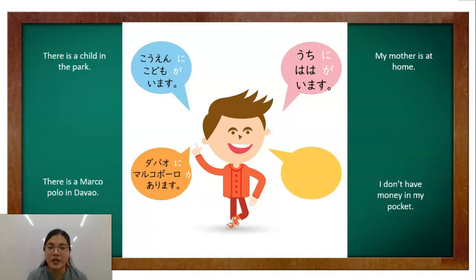When you say, I don't have money in my pocket. Okay, remember you don't have it. So that means, wala ka nung isang bagay. So that means possession, okay? So, watashi no poketto ni okane ga arimasen. I don't have money in my pocket. In Japanese, that would be watashi no poketto ni okane ga arimasen.